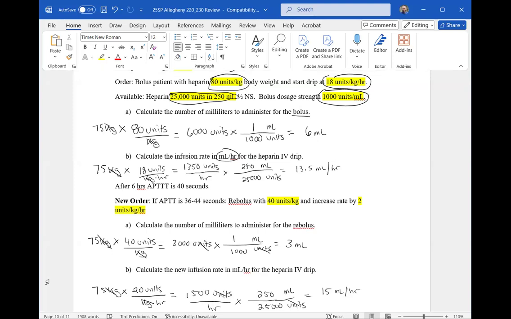One of the things you want to be very careful with is that because you increase the infusion rate by 2, you don't want to automatically think, okay, 13.5 milliliters per hour, so 15.5 milliliters per hour. You'll see that you're close, but the specific answer is 15, not 15.5. So you don't want to do that. Anyways, there's plenty of practice here for you to work through.